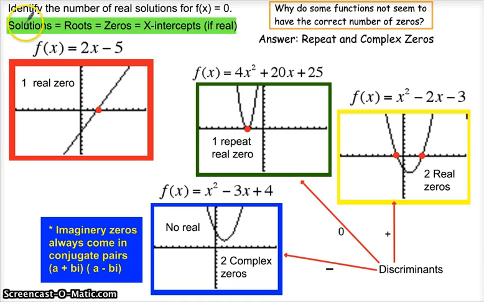Really quick, just to review, solutions to an equation are also called zeros. When y equals 0, we're trying to find x. They can also be called roots of an equation, or x-intercepts, again, if they're real.